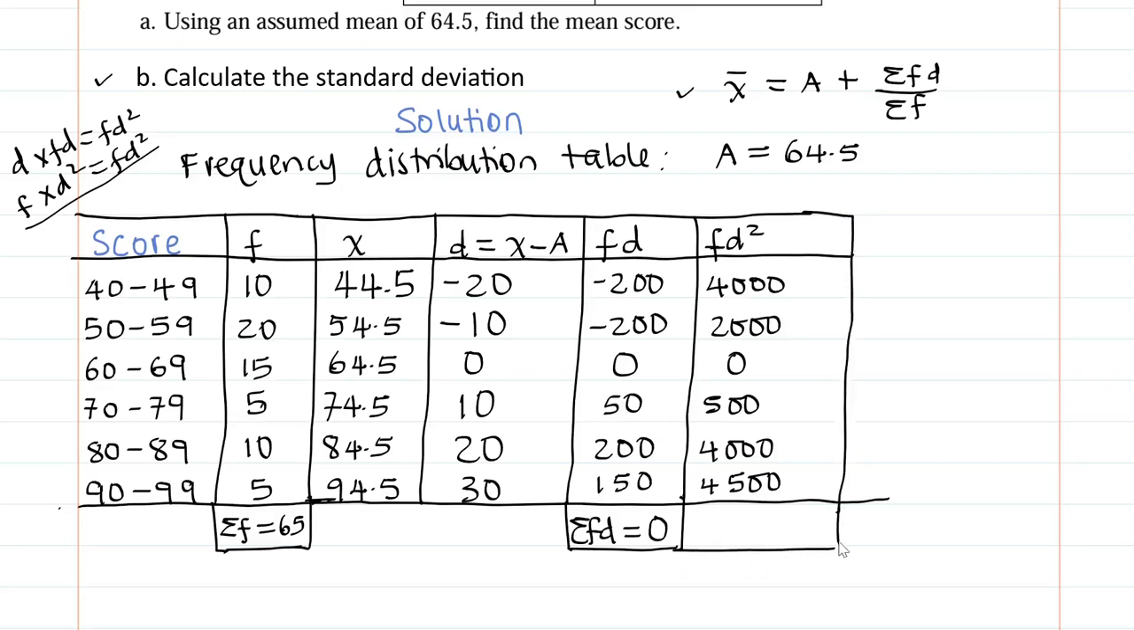FD squared. These are the things that the mean using the assumed mean and the standard deviation require. So our summation here now of FD squared, you simply add all these values. So we shall have here 6,000, 6,500, 10,500, and then 11,000, 15,000. I'm getting 15,000 here.